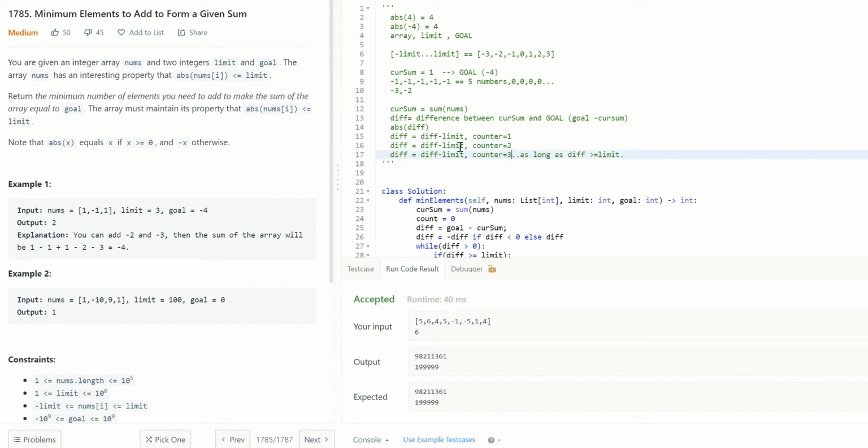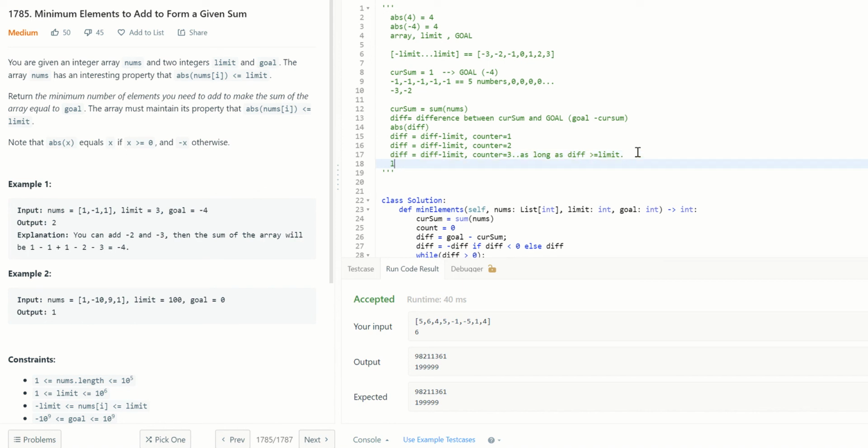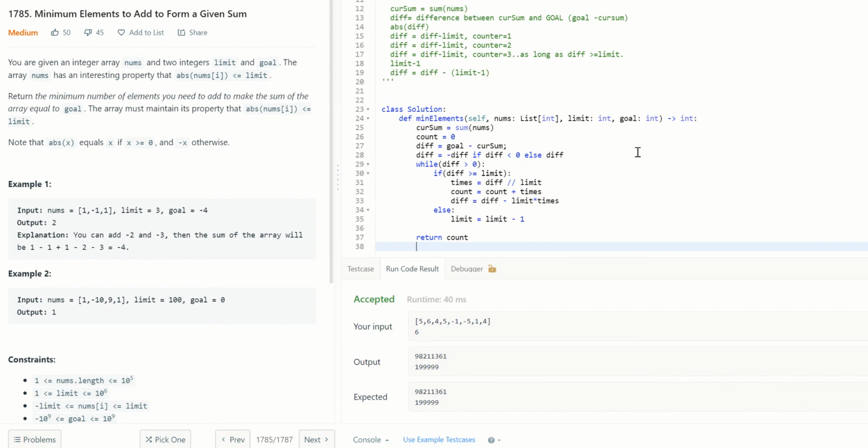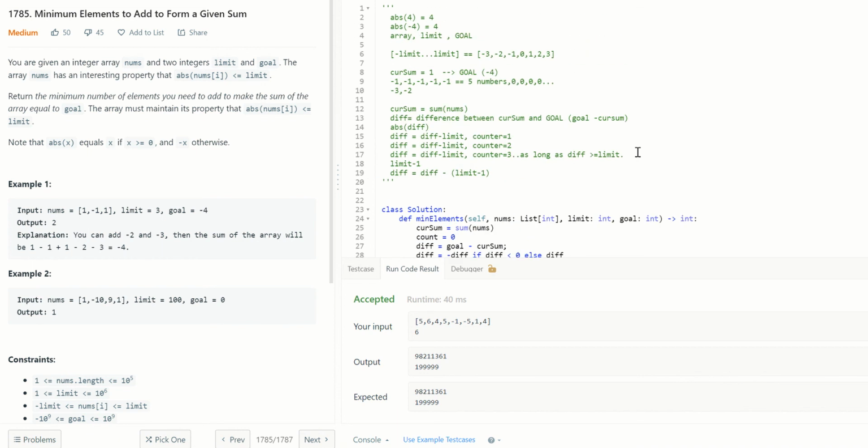But what if you are in this condition, right? Diff is less than the limit. What if diff is less than the limit? That means we will have to subtract 1 from limit. That means we will use limit minus 1. So what we are going to do is diff is equal to diff minus (limit minus 1), right? And simply, we increment the counter.